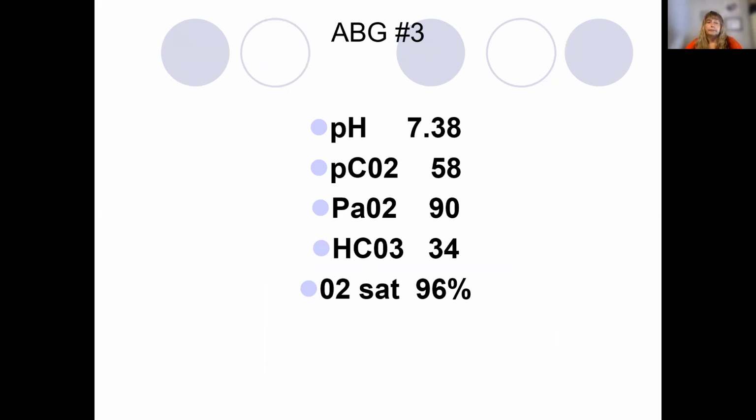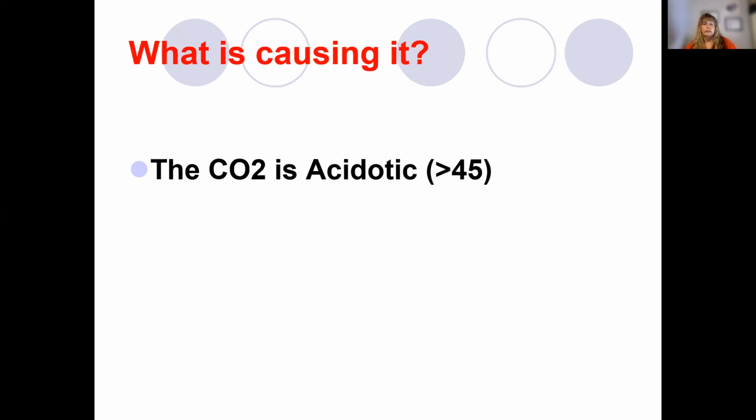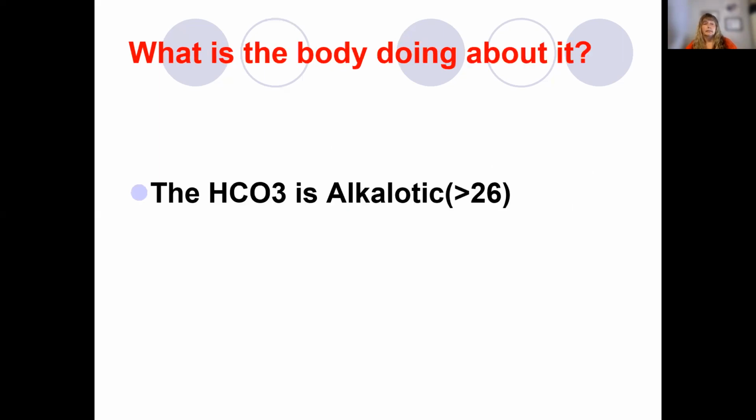Third ABG: pH 7.38, PCO2 58, PaO2 90, bicarbonate 34, and the O2 sat nicely is 96%. So what is wrong with the pH in this? The pH is on the acidotic side, less than 7.40, but it is within a normal range. The CO2 is acidotic. It is greater than 45. The bicarbonate is alkalotic. It is greater than 26.